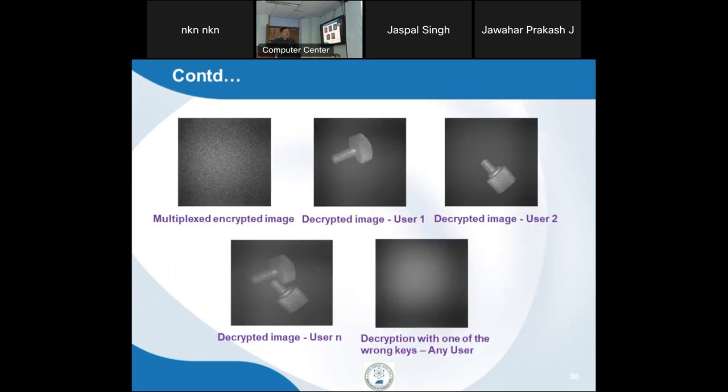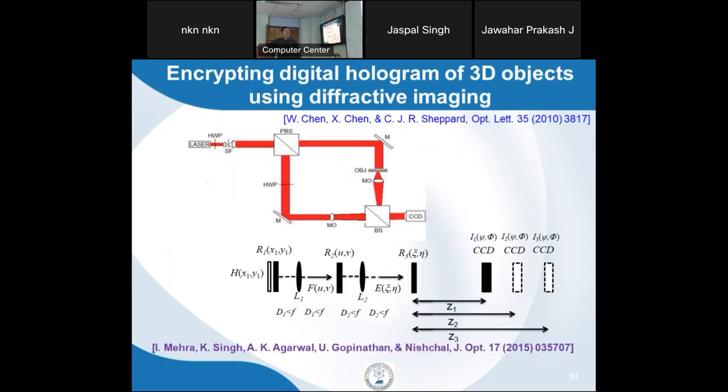These were the results: multiplexed encrypted image, decrypted image for user 1, decrypted image for user 2, this was the user n. This is how we can create it. It was for the 3D object, a real 3D object whose holograms have been recorded, and this is what we have used. We further used multiple holograms, propagating them at different distances.